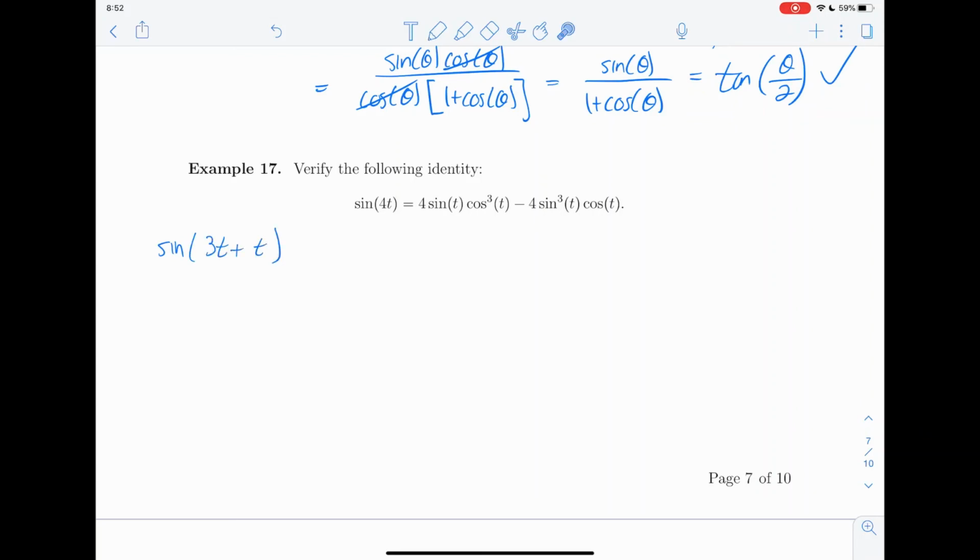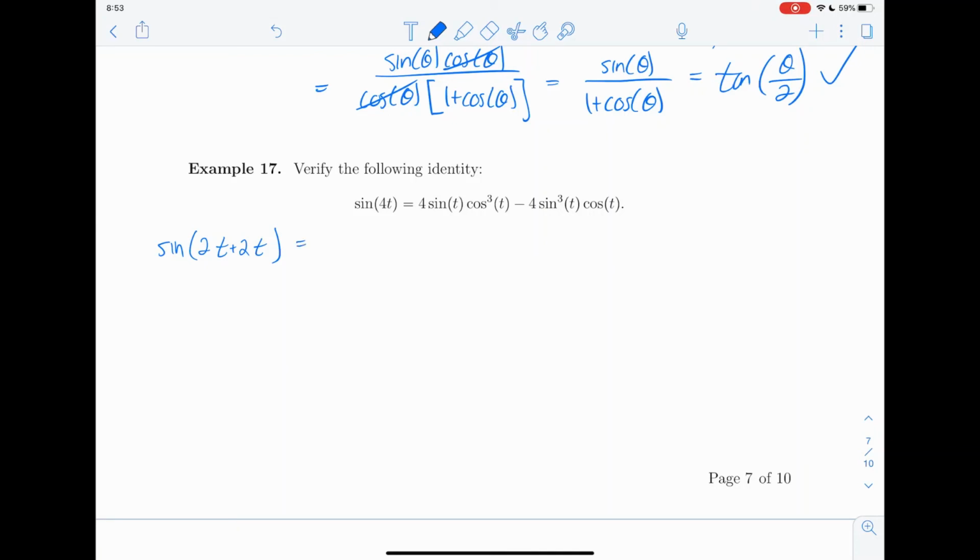Using a sum formula for the sine of 3t plus something, we could rewrite this as sines and cosines involving 3t and t. And we already figured out a formula for 3t. So that might be a good way to go. But I think there's a faster way to do this. Instead of decomposing 4t as 3t plus t, let's go ahead and decompose it as simply 2t plus 2t.